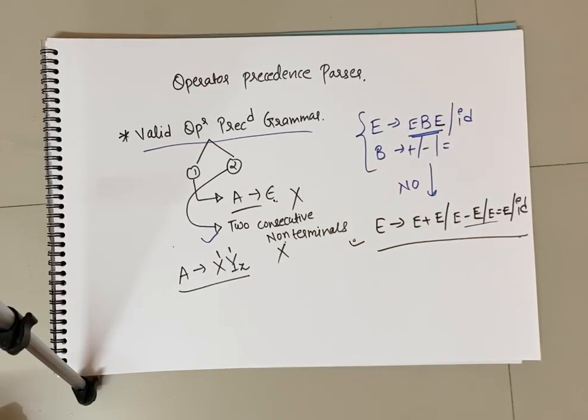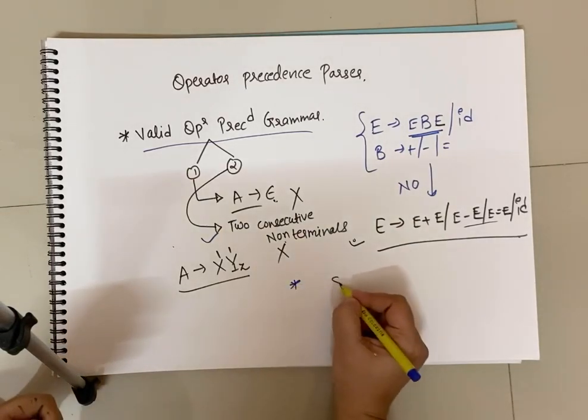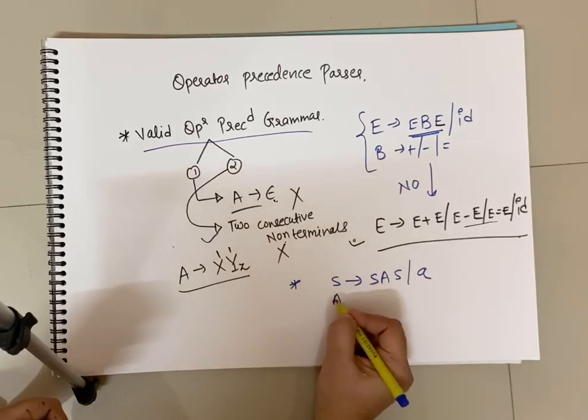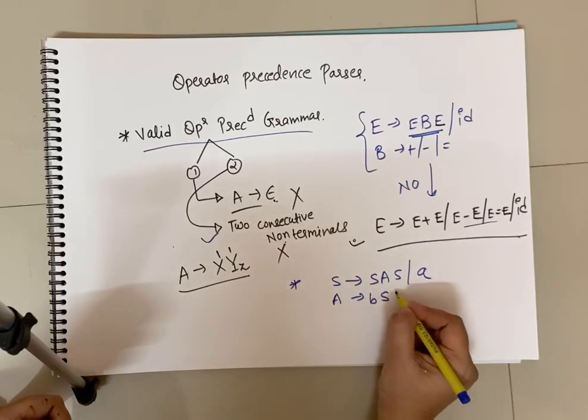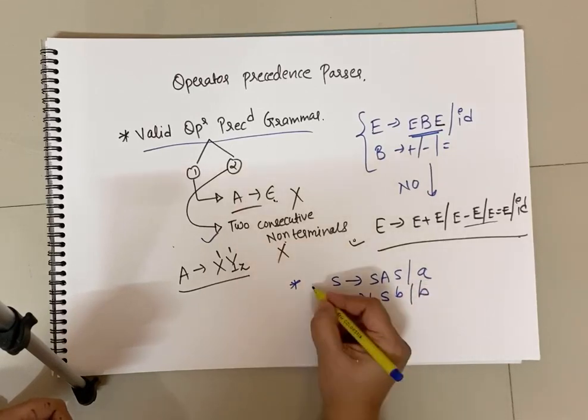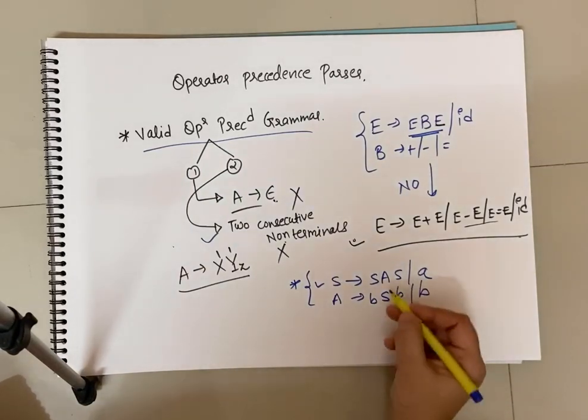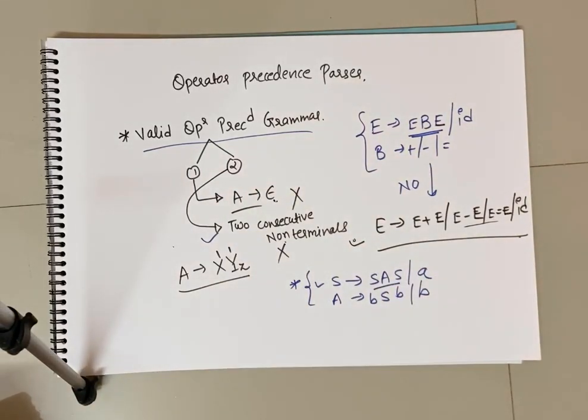Are you getting this? Let us take one more example so it will be clear. Suppose you have a grammar which says S derives S A S or A, and A derives B S B or B, where S is the start symbol. The question is whether the given grammar is a valid operator precedence grammar or not. The answer is it is not a valid operator precedence grammar. Why? If you observe this, you have consecutive non-terminals that invalidate this grammar as an operator precedence grammar.